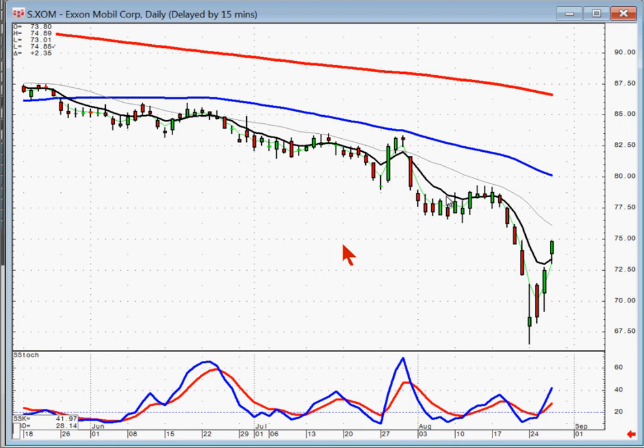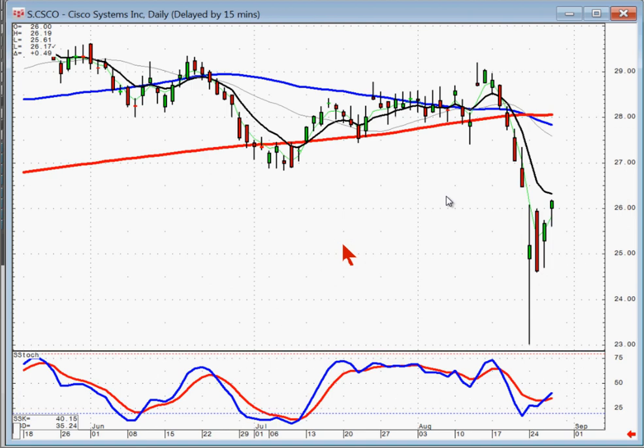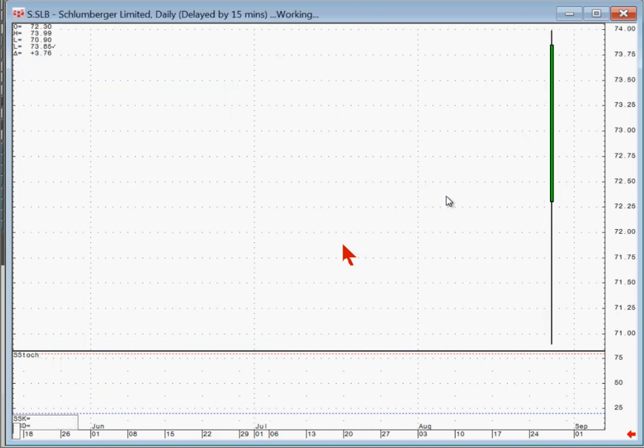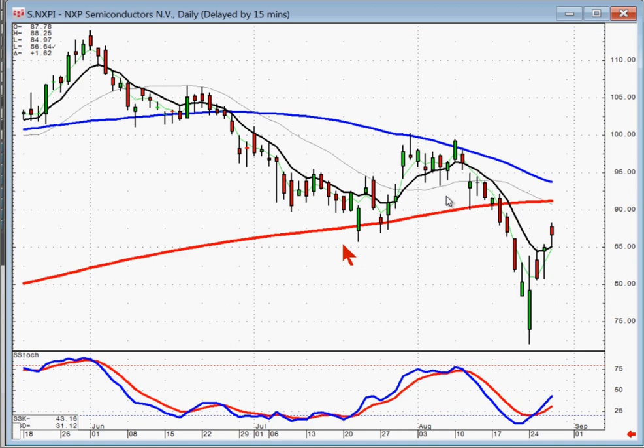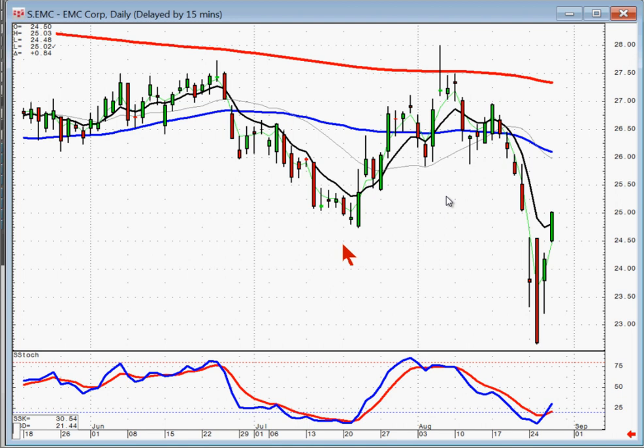ExxonMobil, another one you can be buying, just not a very exciting price mover, but it's heading in the right direction. And Cisco hasn't gotten above the T-line yet. Need to wait for it to do that. Schlumberger, pop back up. If you're buying this one on positive trading tomorrow, obviously you have to wait to see what it does when it gets to the T line. Next, NXPI, I just suspect going for the 200 or the 50. EMC, same scenario, just not a very fast-moving stock.